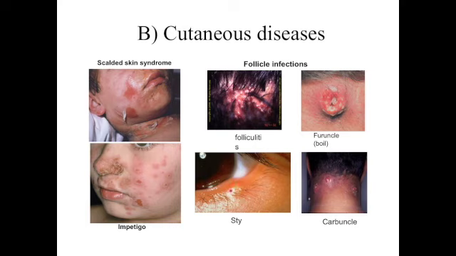Styes, infections there on the eyelid, are pretty common with Staph aureus, but one of the most common of the cutaneous diseases that we see in children is impetigo, which causes these honey-colored crusts on the nose, on the mouth, on the cheeks. And it's highly contagious, and it's spread by direct contact from person to person.